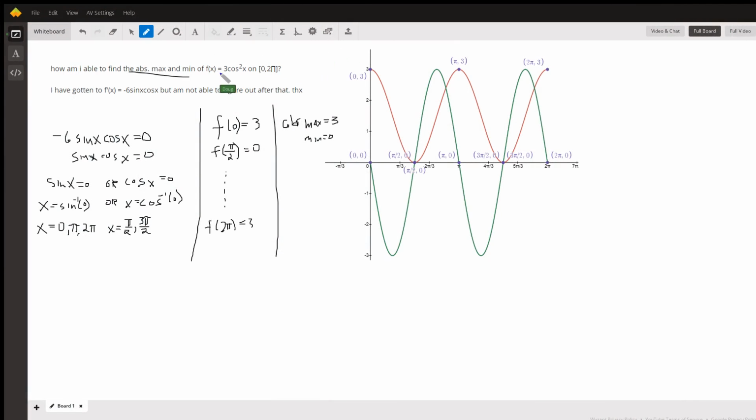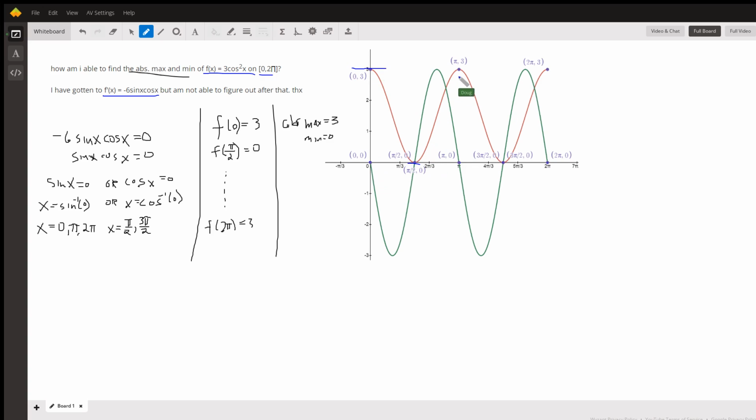Okay, here's a little graph that helps depict what's going on. This red curve is actually the graph of this function, 3 cosine squared of x, on the interval from 0 to 2 pi. And the green curve is the graph of the derivative, which you've gotten correct, negative 6 sine x cosine x. And you can see that wherever that first derivative, the green graph, is equal to 0, we've got potential relative maximums and minimums, because that's where the slope of the tangent line is 0.